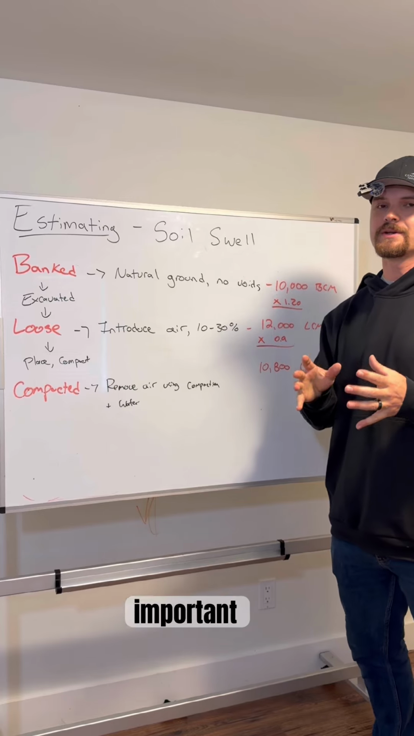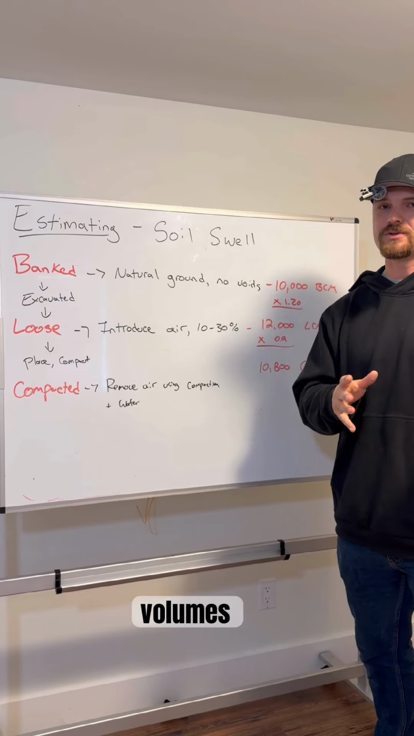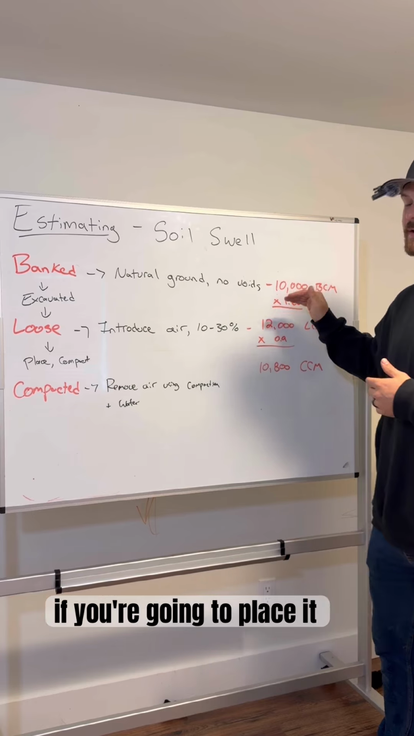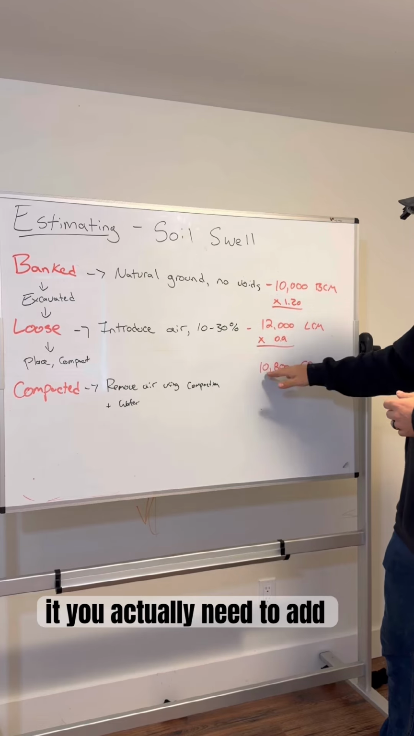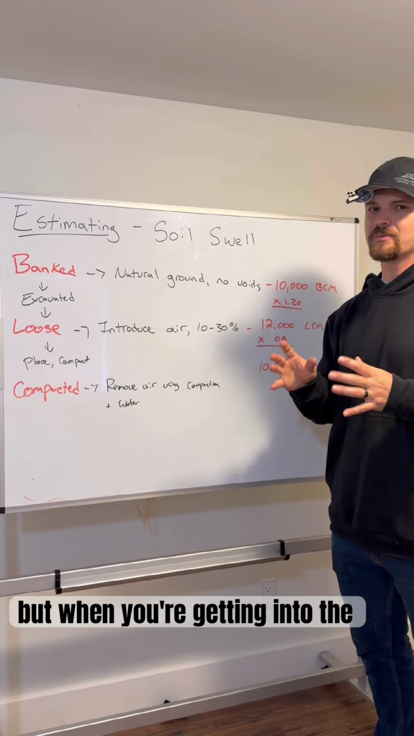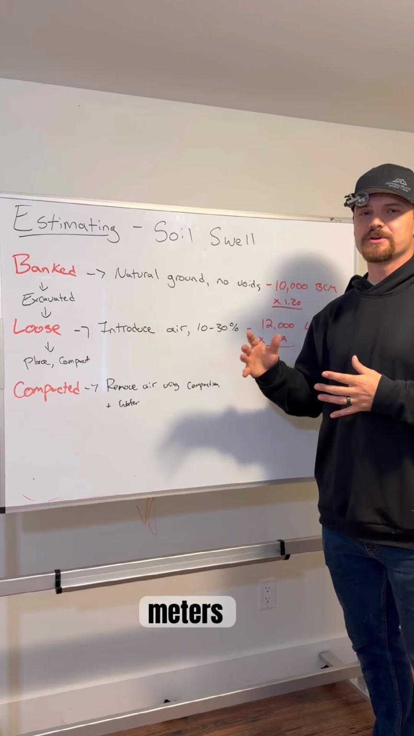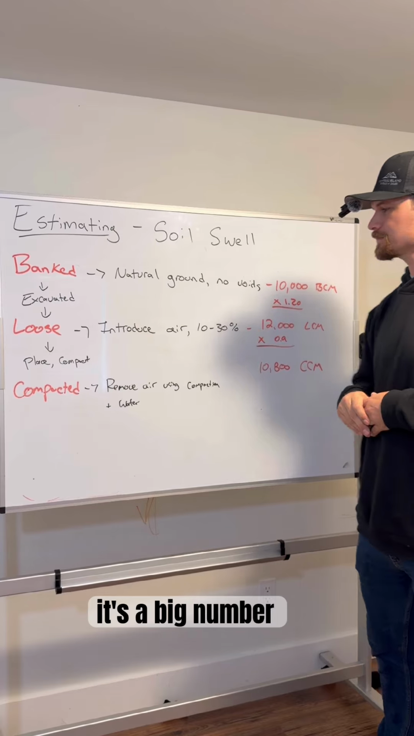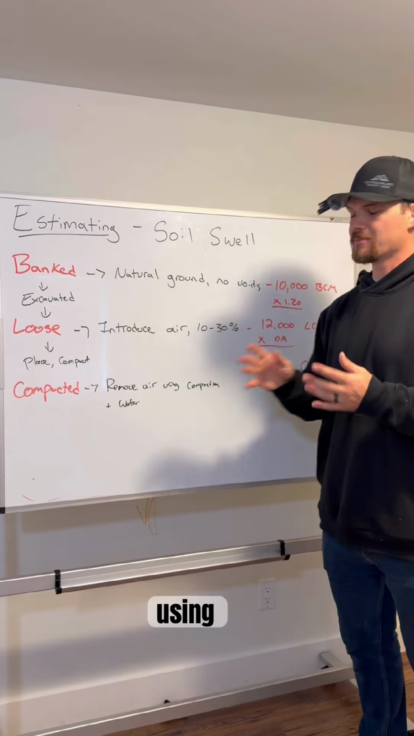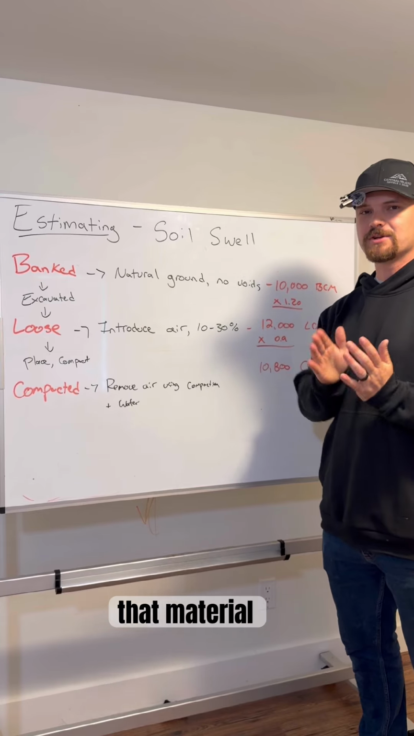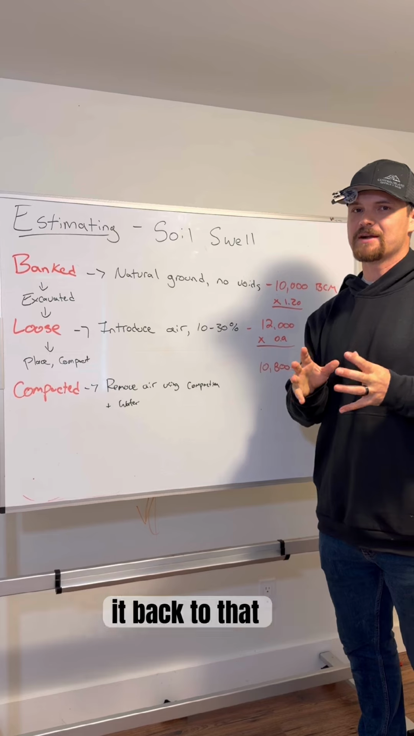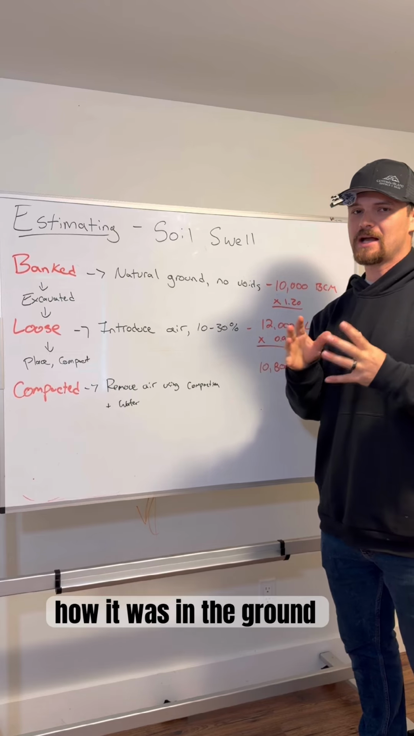So why that's important is when you're figuring out your dump site volumes, you're starting with 10,000 on the engineer's estimate. If you're going to place it and compact it, you actually need to add 800 cubic meters to that volume. It doesn't sound like a lot, but when you're getting into the millions of cubic meters moved, it's a big number. So once you place it and compact it, you're going to remove the air voids using compaction and water and squeeze that material back down close to its natural state, but you can never get it back to 100% how it was in the ground.